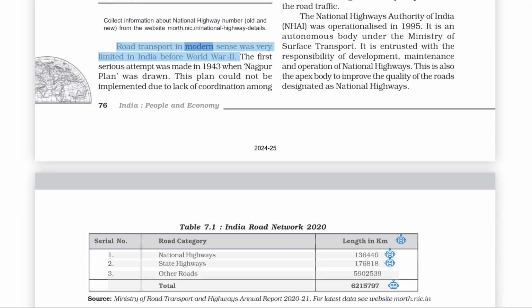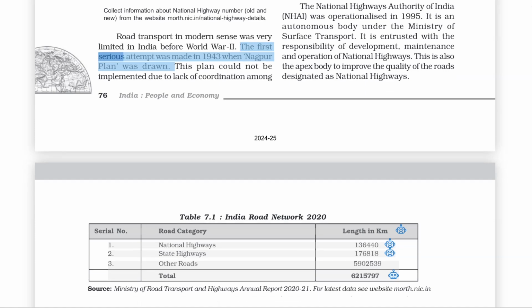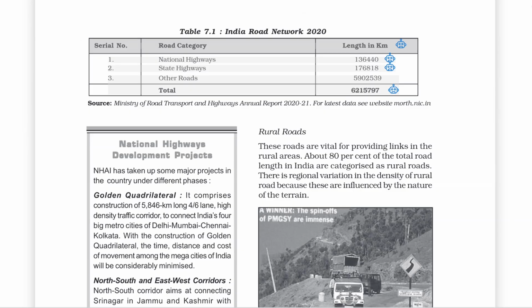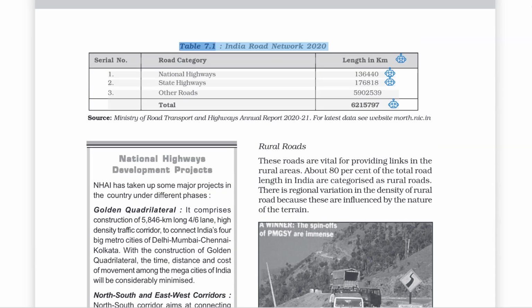Road transport in the modern sense was very limited in India before World War II. The first serious attempt was made in 1943 when the Nagpur Plan was drawn. This plan could not be implemented due to lack of coordination among transport and communication. Table 7.1, India Road Network 2020.